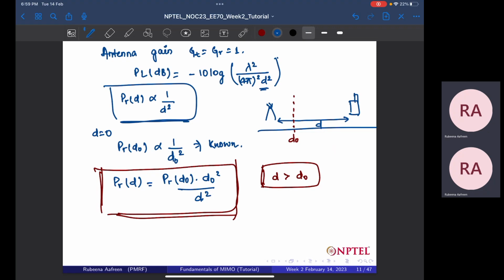What about PR d naught? How is this known? So PR d naught is calculated empirically. So everywhere in the numericals related to the path loss, we will be given any received power at a reference distance d naught. So from there we can calculate the received power at any distance d.